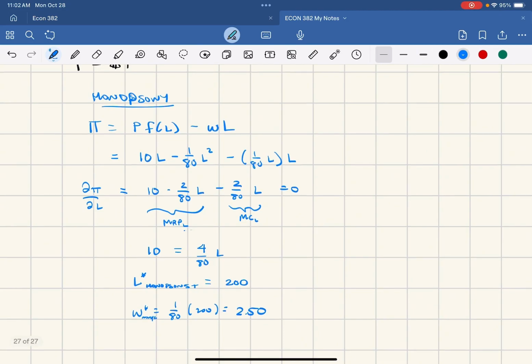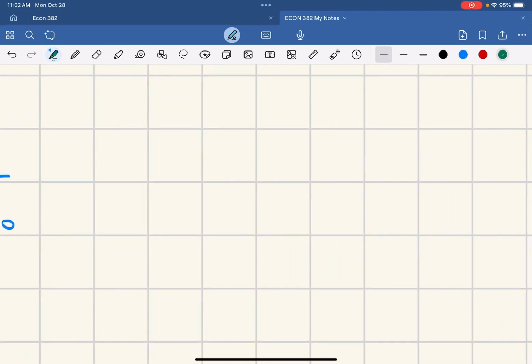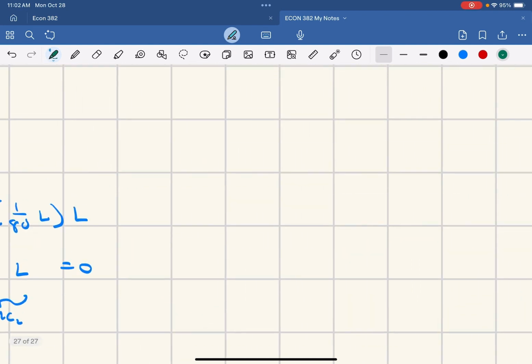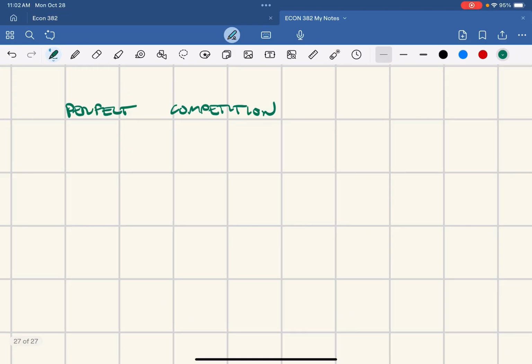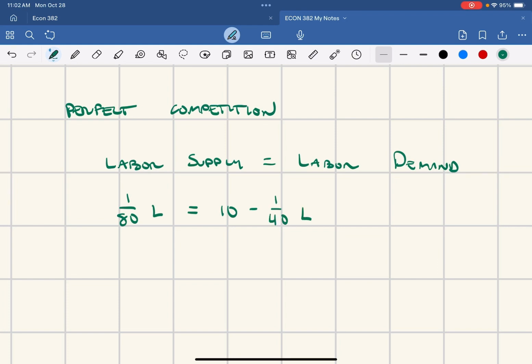Now let's suppose that for Carl, instead of being the only provider of work on the island, he's now operating in perfect competition. Well, if that's the case, in perfect competition, we're going to take labor supply and set it equal to labor demand. So labor supply is given by 1 over 80 times L, and our labor demand is our marginal revenue product of labor, which is 10 minus 1 over 40 times L.